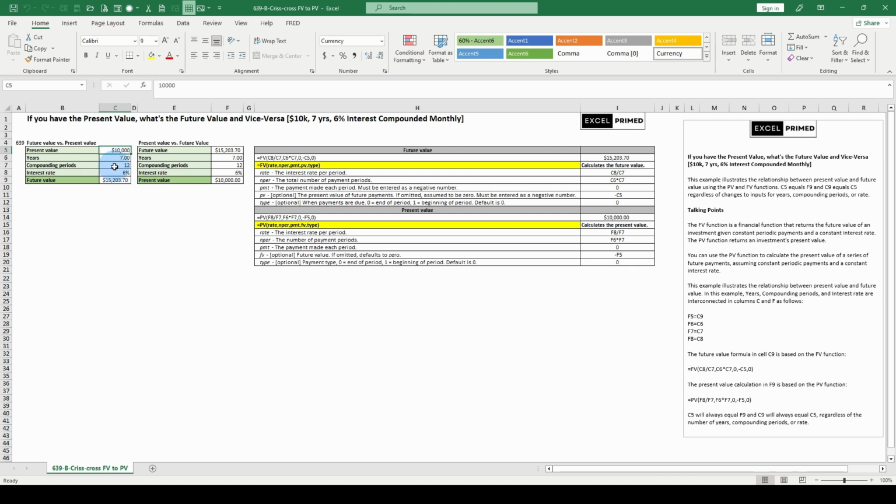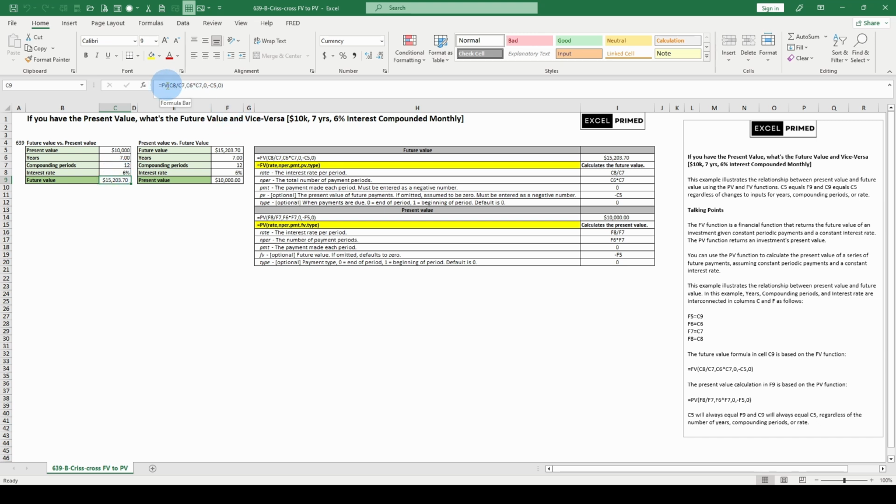We have 7 years, and 12 compounded periods, which means monthly. And the interest rate is 6%. So again, we're going to say future value. What does this 10 grand grow to over a 7-year period, compounded monthly at 6%?